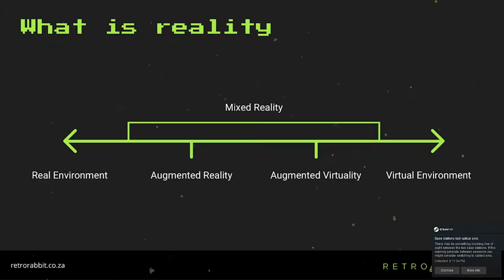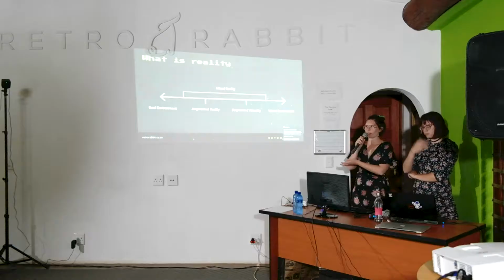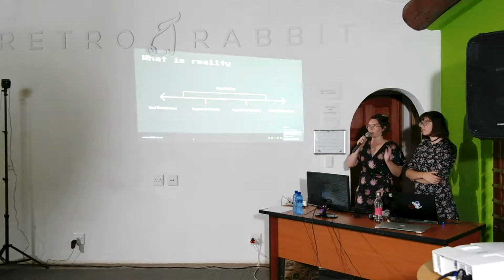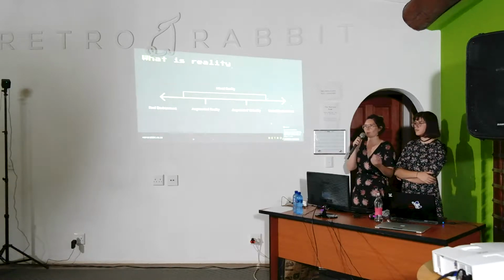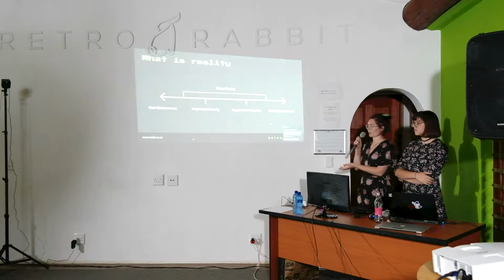And what is reality? You have different types of realities. And here we have a diagram called the virtual continuum that shows where everything fits in reality. On one side, you have the real world. On the other side, you have the virtual environment. And everything in between is called mixed reality, which is augmented reality and augmented virtuality. Mixed reality, you'll usually hear about the term MR. It includes everything between the real world and the virtual environment, which is complete virtuality.